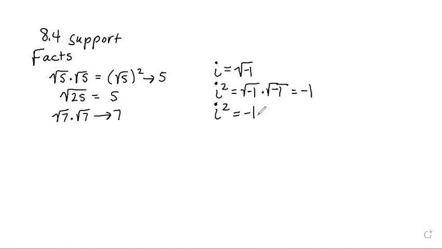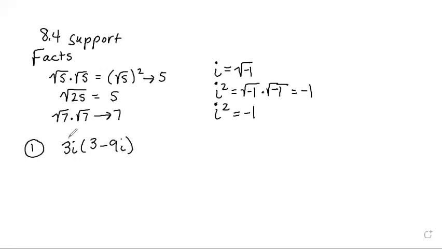So some of your support problems, I'm not going to work all of them, but looking back over some of the support that we had for 8.4, I'm sorry. One of the things they wanted you to do, so I'm just going to write problem number 1. They wanted you to be able to do something like 3i times (3 minus 9i). They want you to be able to multiply that out.